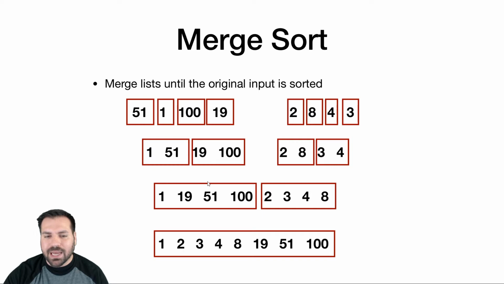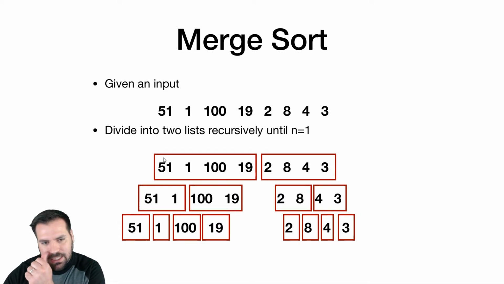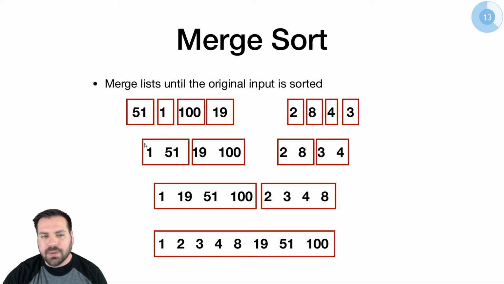And finally, we get back to this call, which was originally this call right here that took this as its input list. It broke this in half, called merge sort twice recursively, and now we're at the point where both of those recursive calls have returned, and we get the list 1 and 51, and the list 19 and 100. And our task is to merge these 2 lists into this single sorted list with all 4 of those values.